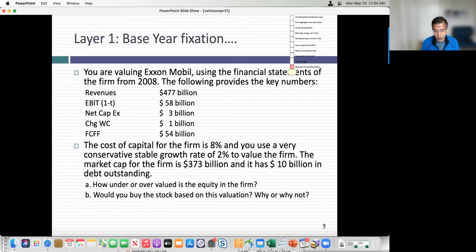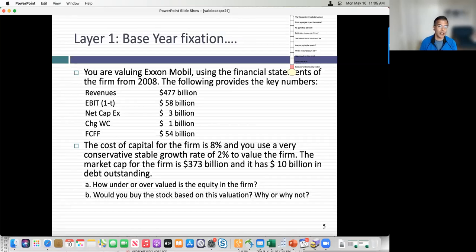Let's say you're valuing ExxonMobil in 2009, using the financial statements from 2008. You see revenues of 477 billion, after-tax operating income of 58 billion, and a free cash flow to the firm of 54 billion. Let's say that none of those numbers is wrong. Let's also assume you estimated a cost of capital for ExxonMobil of 8% and a growth rate in perpetuity of 2%. So it's a mature firm, 54 billion in cash flows in the most recent year, 8% cost of capital, 2% growth rate in perpetuity. And as a throwaway, the market cap of the firm is about 373 billion.